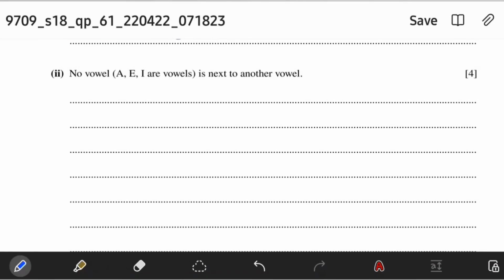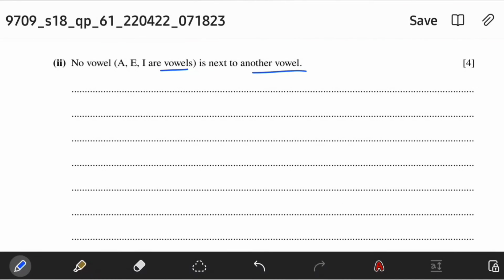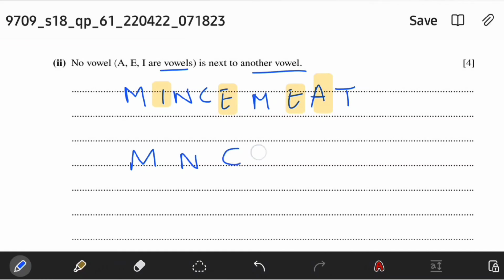No vowel is next to another vowel; A, E, I are vowels. Let's first write the word, which is mincemeat. Now remove the vowels and write the word without those vowels. So I, E, and A would be removed. So we are going to write again M, N, C, M, T.